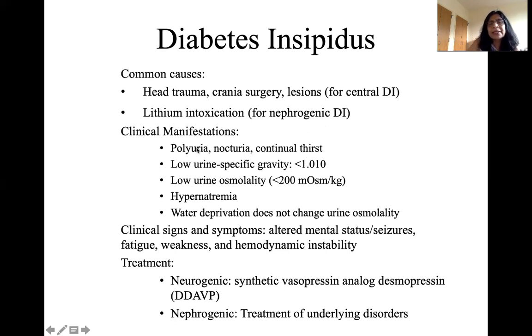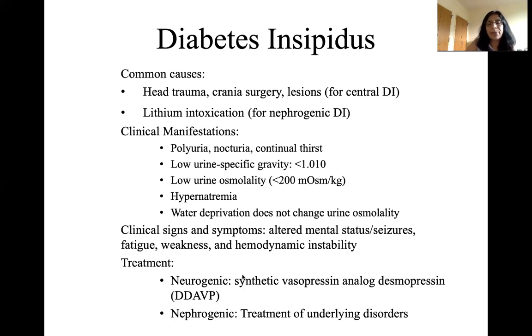As we discussed before, polyuria, nocturia, meaning you get up many times in the night to pee, all right, and continual thirst. Low urine specific gravity, because there is so much more water than usual, the specific gravity is now less than normal. Okay, it is diluted. Solutes appear to be less because of the additional fluid. A low urine osmolality. So the blood osmolality would be higher, whereas the urine osmolality would be lower.